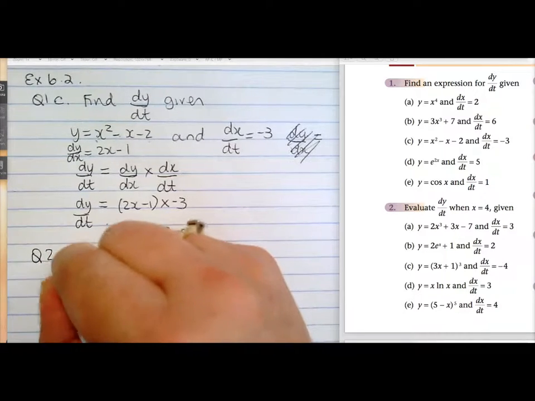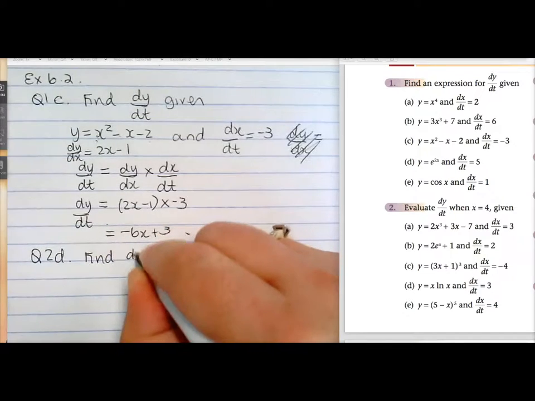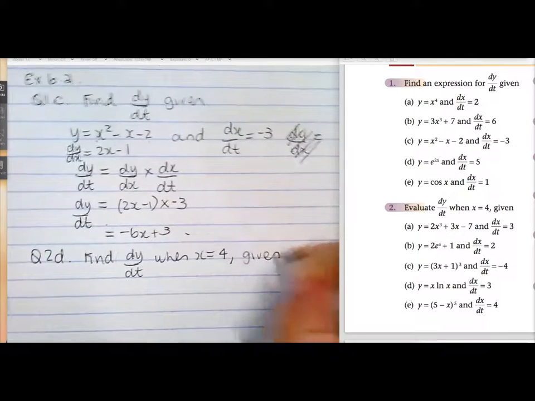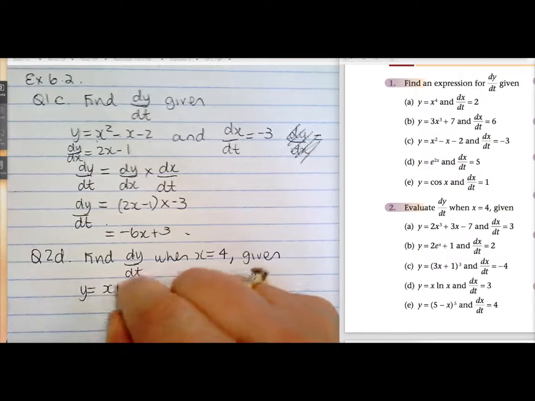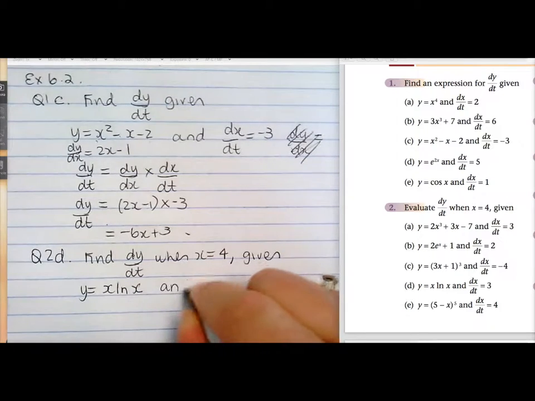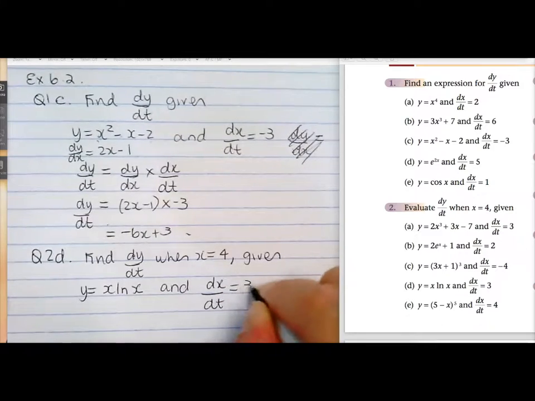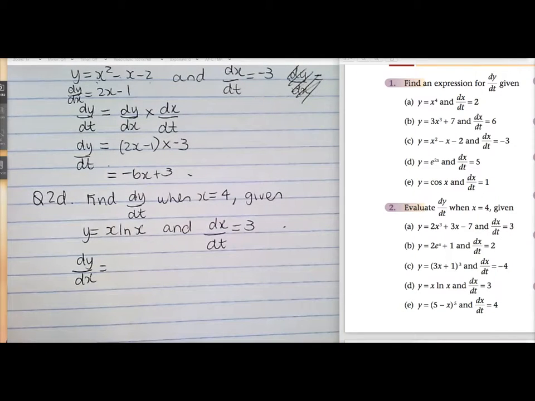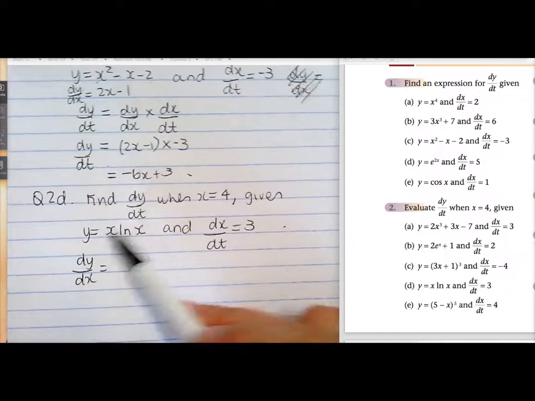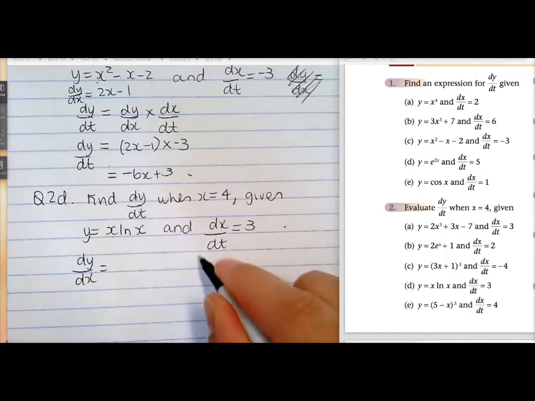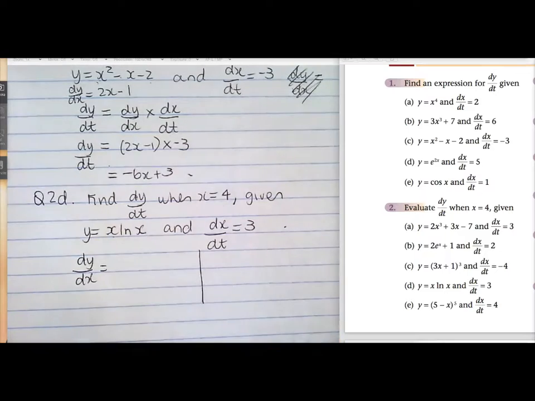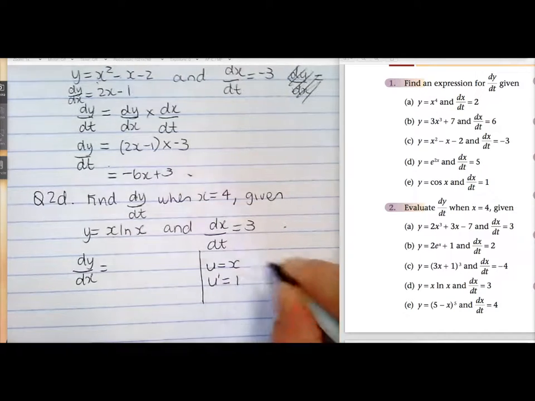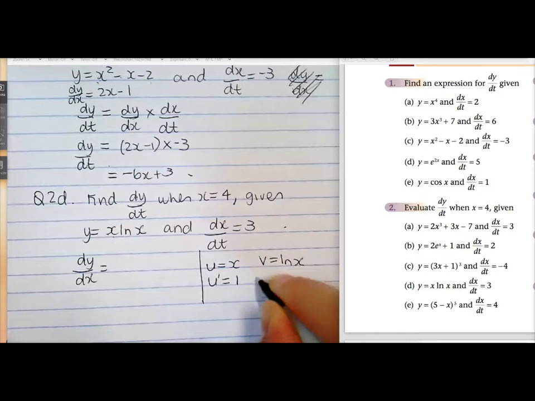We're going to do question 2D. It's to find dy/dt when x equals 4, given that y equals x ln x and dx/dt equals 3. Yeah, because that's all you can do at the moment. So dy/dx is, how do you do that? How many functions do you have? Product rule. You've got two functions, x and ln x. So what does u equal? What's u dash? What's v? And what's v dash?